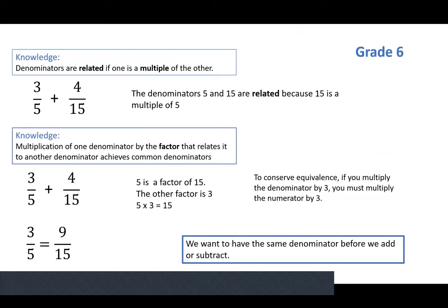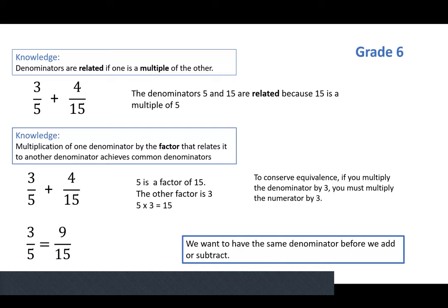And now grade 6, we're going to go to the knowledge statements. Denominators are related if one is a multiple of the other. So what we have here in this 3/5 plus 4/15 is the denominators 5 and 15 are related because 15 is a multiple of 5. And so you don't really have to go any further when you see that it is a multiple of 5, and you're going to go then to the next knowledge statement and use that information, because we're going to look at what that other factor is.